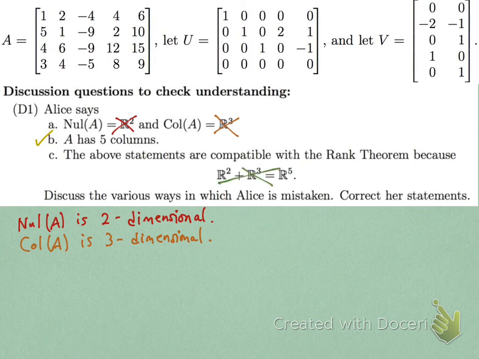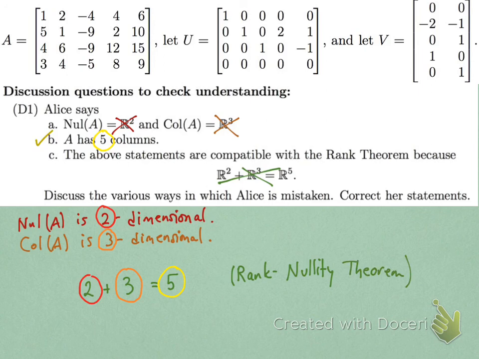And now the rank theorem, or the Rank-Nullity theorem, doesn't say that the sum of the spaces is the other space. It's talking about dimensions. And so it's saying that the dimension of the null space of A, which in this case is 2, plus the dimension of the column space of A, which in this case is 3, is equal to the number of columns of the matrix, which in this case is 5. And that's showing compatibility with the Rank-Nullity theorem in this example.